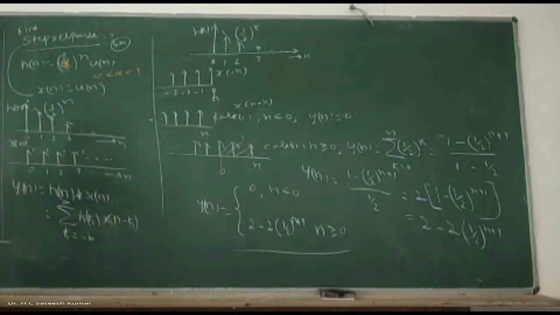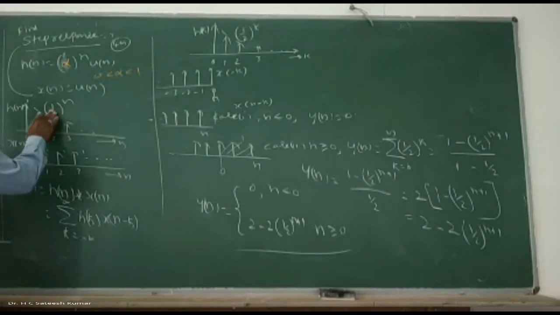The meaning of this is that the signal is decaying, since alpha is less than 1. It is the same problem, only in place of half you put alpha. So this will be alpha to the power of n. The rest will remain the same.